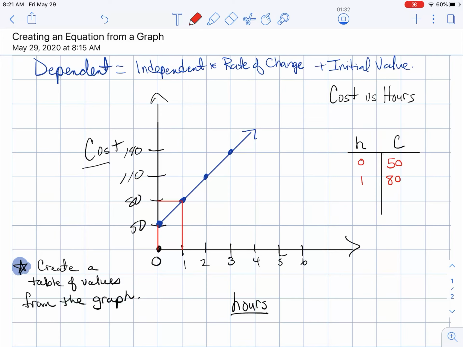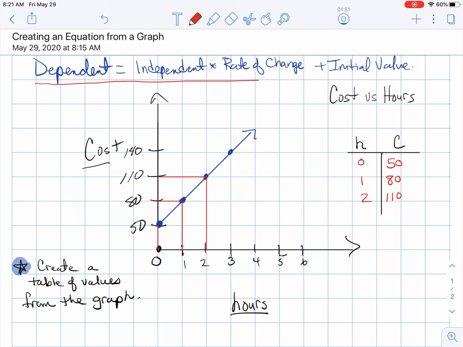Okay, you can actually do it with 2 points because we know it's a line. We can tell by the graph. I like to have 3 points. That's going to be up to you. So I'm going to go to 2. I go up to 2, and then I go up and over. So when the hours is 2, the cost is 110. So now you got a table of values.